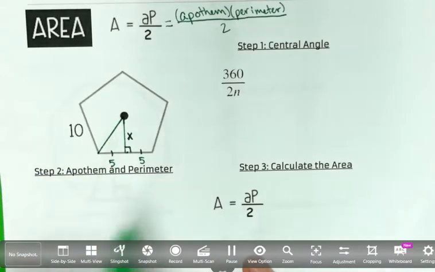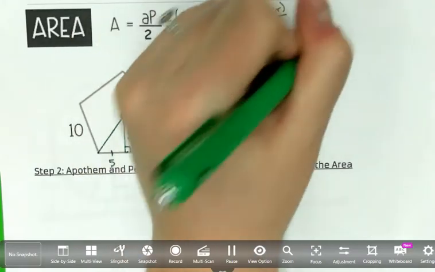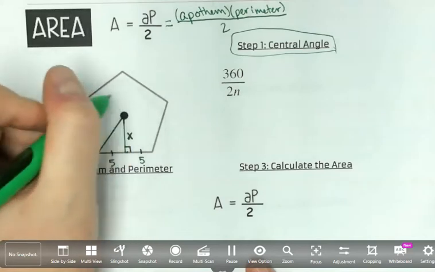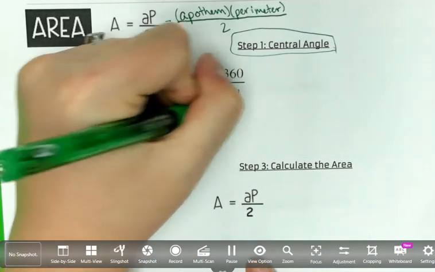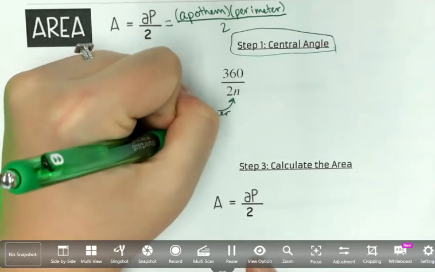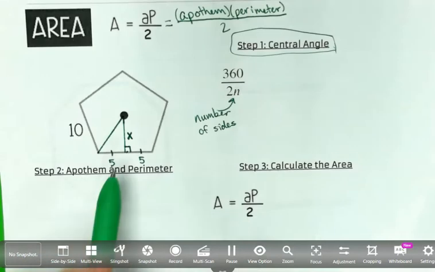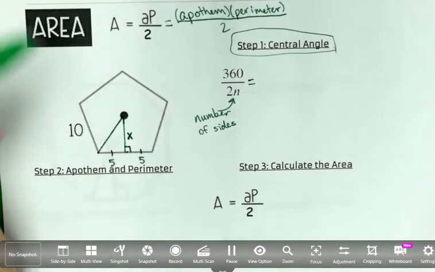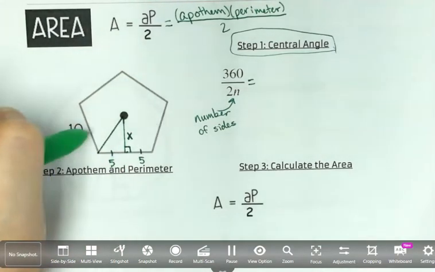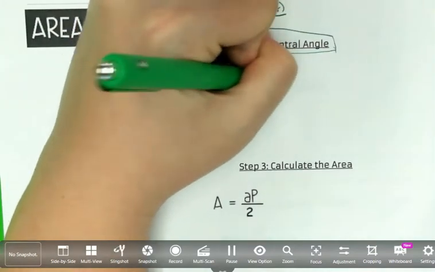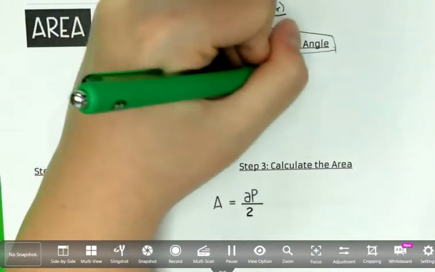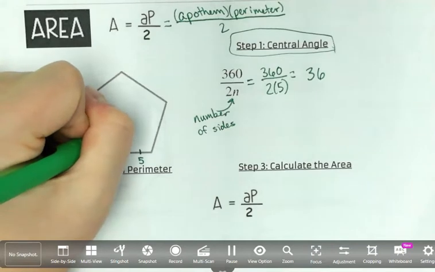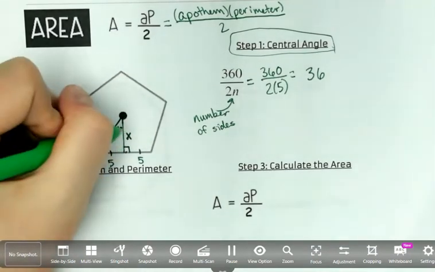What is this angle? Well, that is the central angle, and how you solve for it is 360. Just think of this as a circle, and you divide it by 2 times the number of sides. So 360 divided by 2 times the number of sides. Count your sides: 1, 2, 3, 4, 5 sides. So 360 divided by 2 times 5. 360 divided by 10 is 36. So we've got 36 degrees for this angle right here.